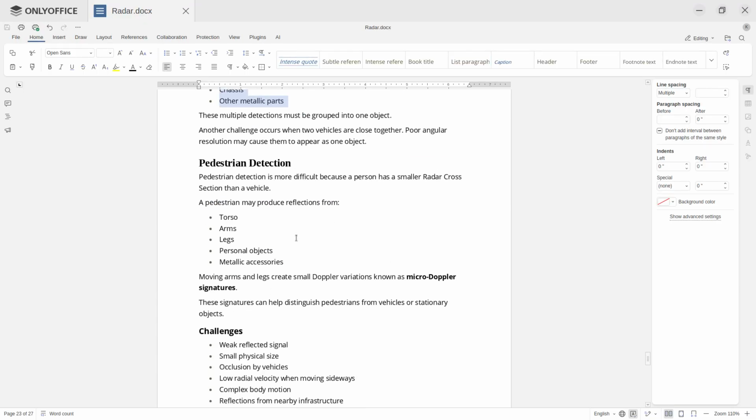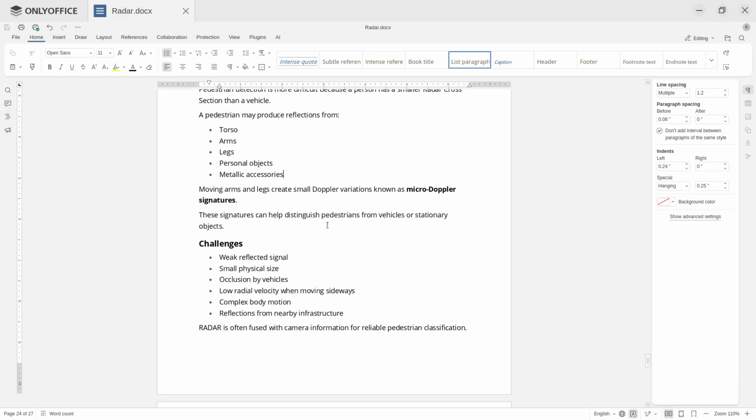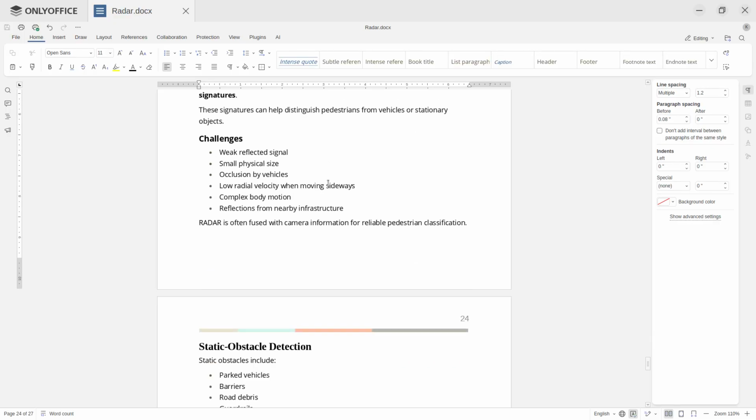Now what about pedestrian detection? Pedestrian detection is most difficult because a person has a smaller RCS than a vehicle. A pedestrian may produce reflections from torso, arms, legs, personal objects, metallic accessories. Moving arms and legs create small Doppler variations known as micro-Doppler signatures. These signatures can help distinguish a pedestrian from a vehicle or stationary objects.